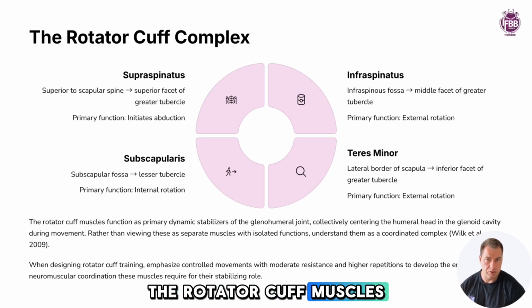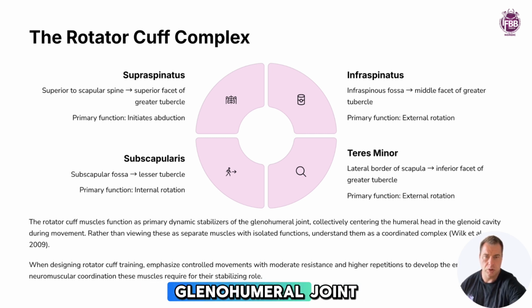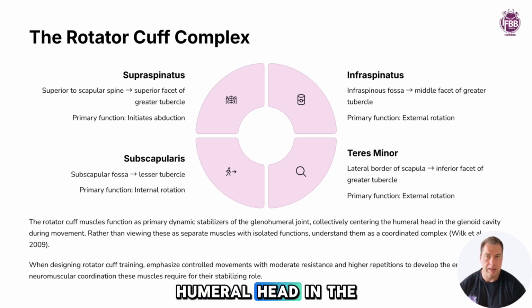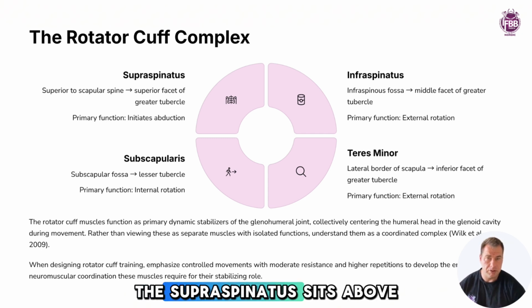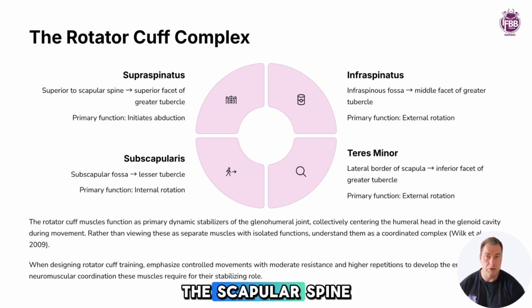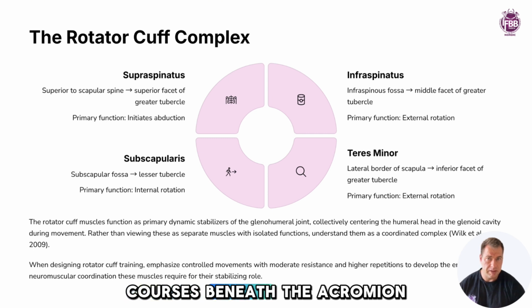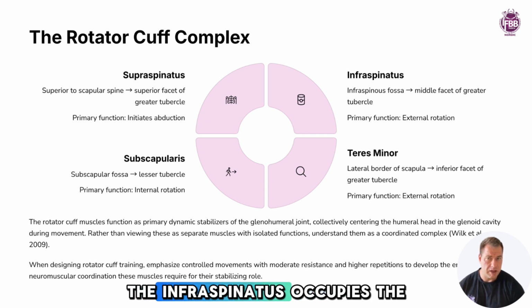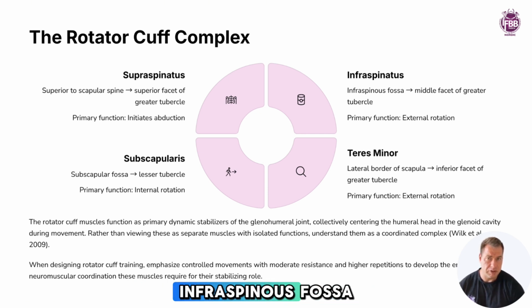The rotator cuff muscles are primary dynamic stabilizers of the glenohumeral joint, collectively functioning to center the humeral head in the glenoid cavity during movement. The supraspinatus sits above the scapular spine, courses beneath the acromion, and attaches to the superior facet of the greater tubercle. The infraspinatus occupies the infraspinous fossa and attaches to the middle facet of the greater tubercle.